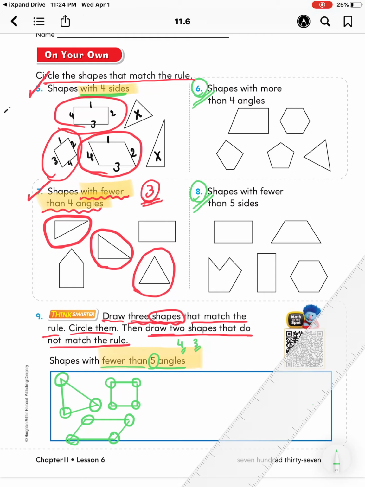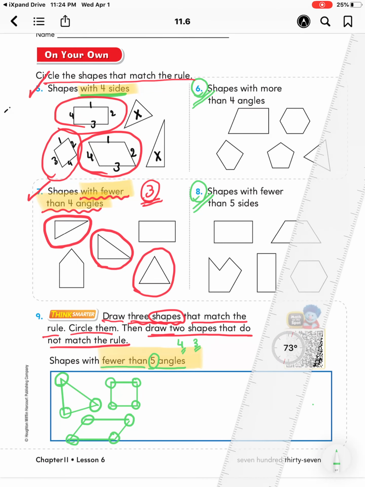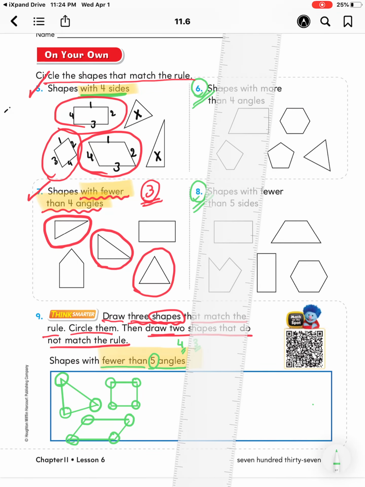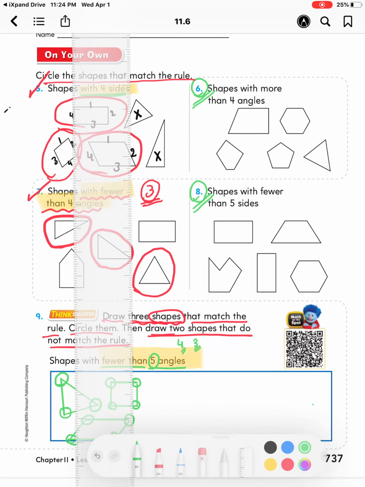And I want you to notice something so important. A shape with 3 angles has 3 sides. A shape with 4 angles has 4 sides. And the same also for shapes that have 5 and 6 angles. They have 5 or 6 sides. Let's draw them in order to understand more.